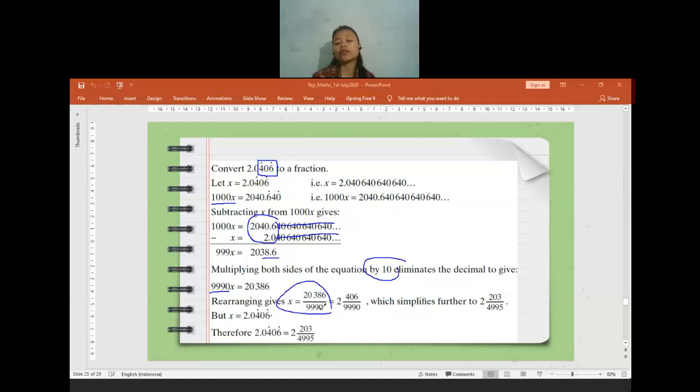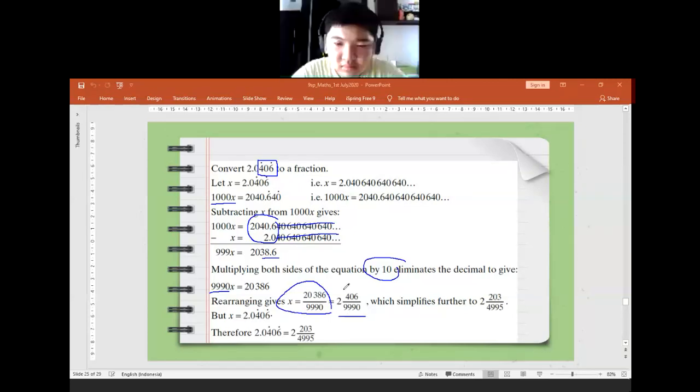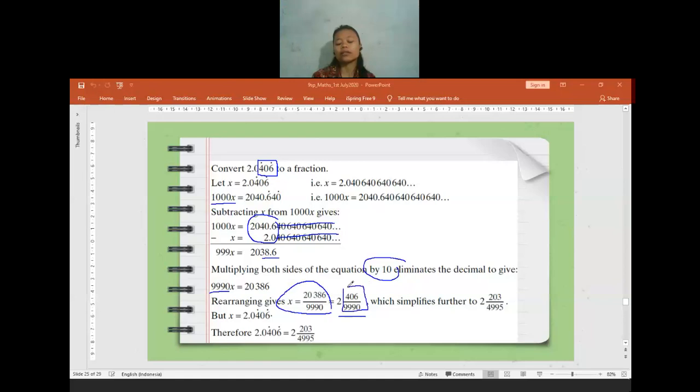We need to change it into a mixed number, and when it comes to the mixed number, 406 and also 9,990, both of them are divisible by 2, so we can simplify them. The final answer will be 203 by 4,995.